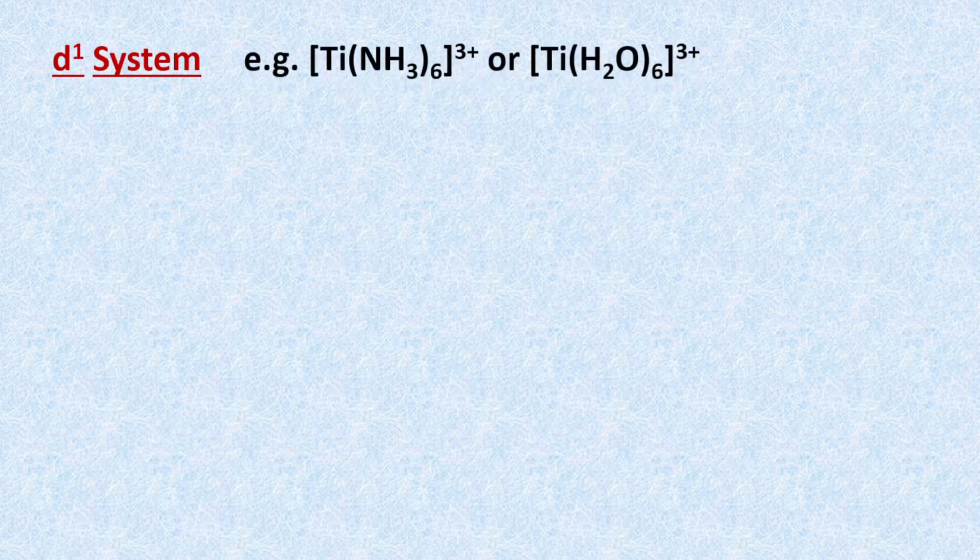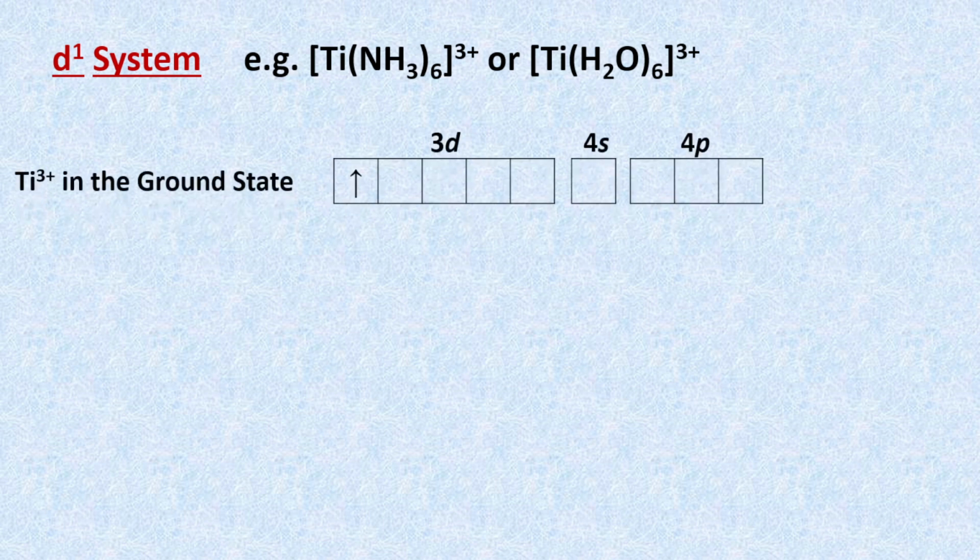Okay, let's see the d1 system. Example: hexaamminetitanium(III) and hexaaquatitanium(III). The atomic number of titanium is 22 and its oxidation state in this complex is +3. So the valence electronic configuration is 3d1 4s0 4p0. It already has two vacant 3d orbitals, so its excited state remains the same as the ground state.